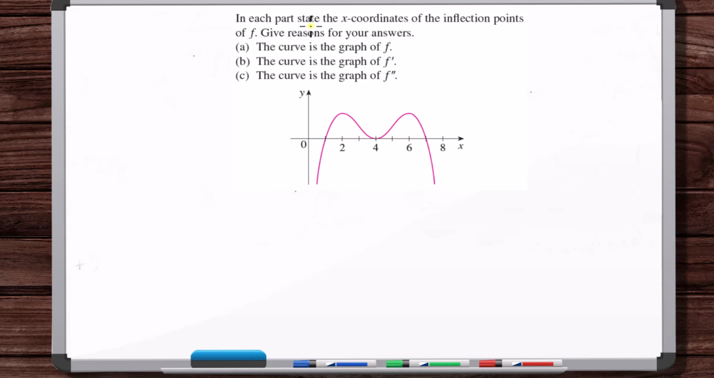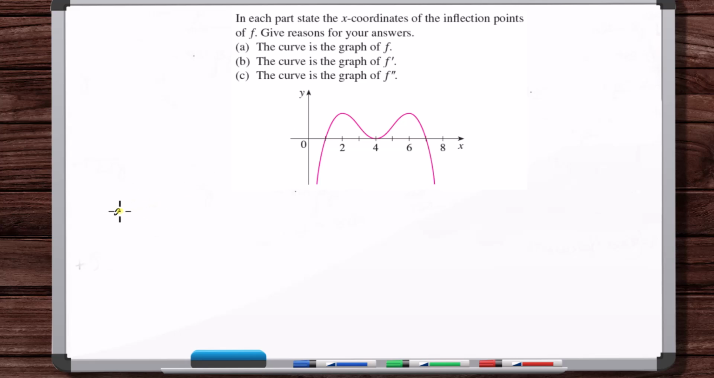In each part, state the x-coordinates of the inflection points of f. Give reasons for your answers. So for part A, this represents the function. For part B, it represents the first derivative. And part C, it represents the second derivative. Okay, so what are the inflection points? What does inflection point mean?